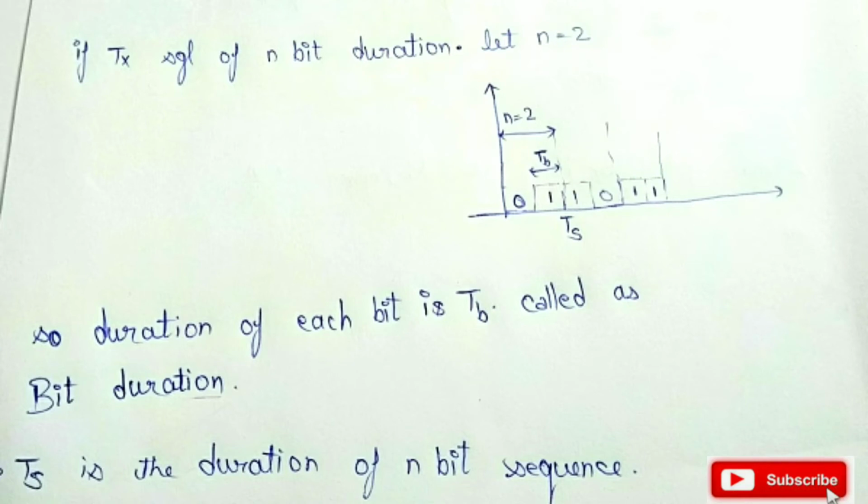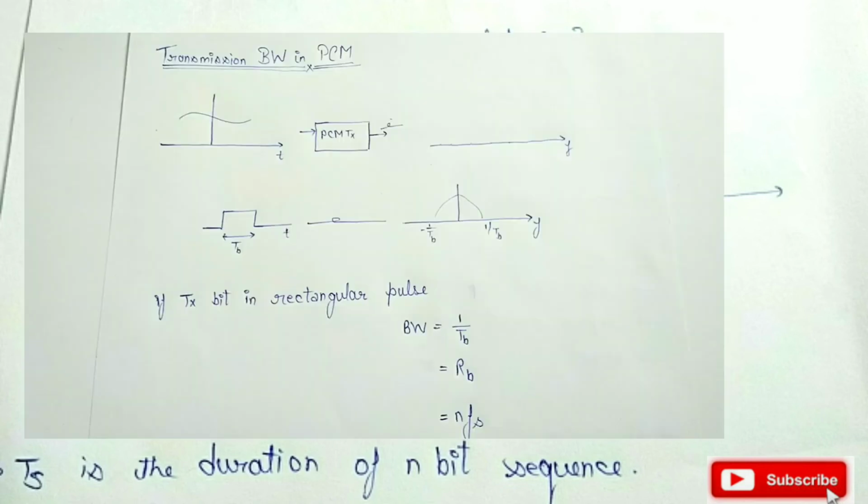Let's suppose this encoded symbol 011 is transmitted through the PCM. And let's suppose the transmitted signal has n bits. To understand, we are assuming this is a 2-bit duration sample. So the time duration used to transmit the n bits is called TS, the duration of the n-bit sequence, and the duration of 1 bit is called the bit duration, and we denote it as TB. So the bandwidth of the PCM is the reciprocal of this time duration TB.